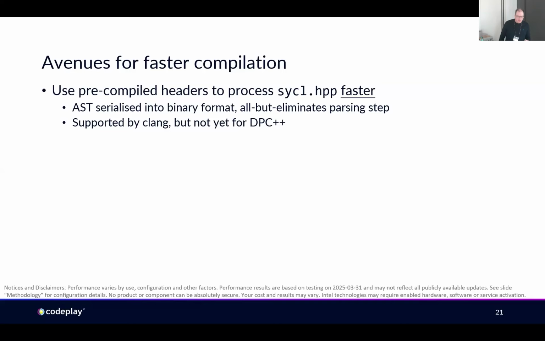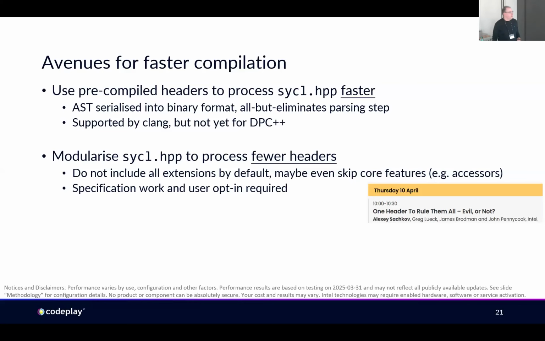So if you haven't heard about precompiled headers before, this is basically the AST, abstract syntax tree, serialized into a binary format, which then all but eliminates the costly parsing step. This is supported in Clang, but not yet for DPC++. Yeah, Alexei hinted about that yesterday, that there is some movement inside Intel to implement that at some point, but it's not available at this point.